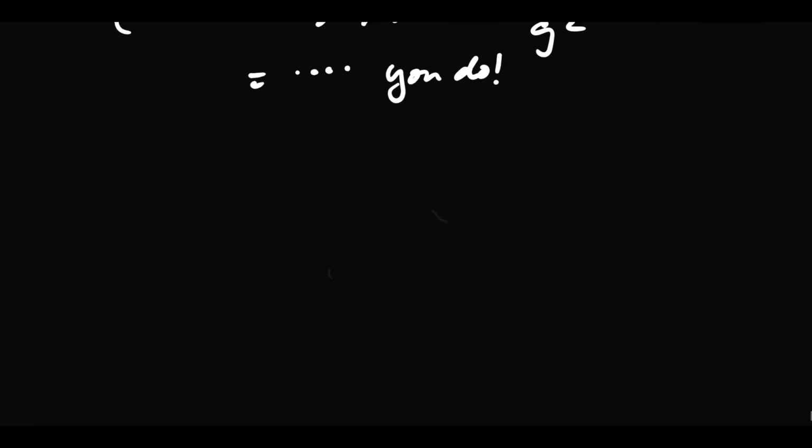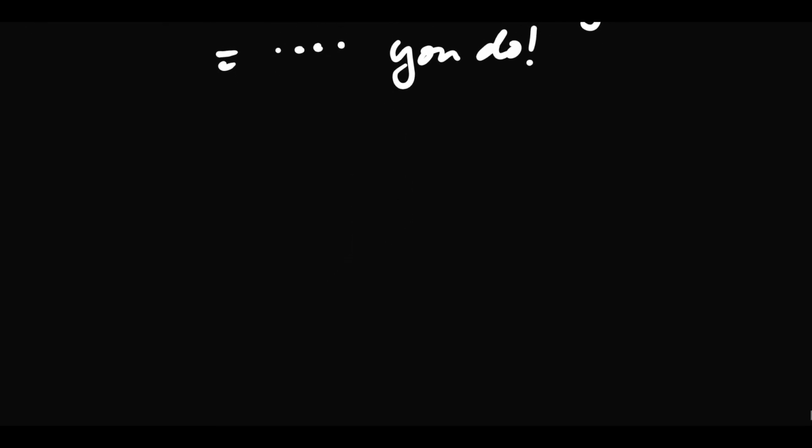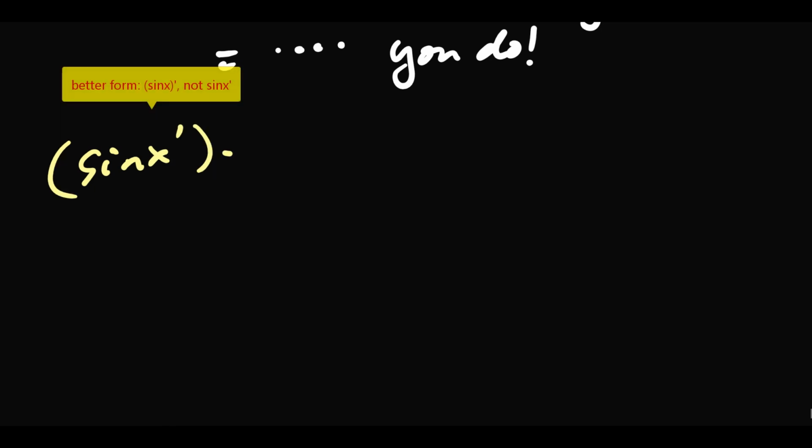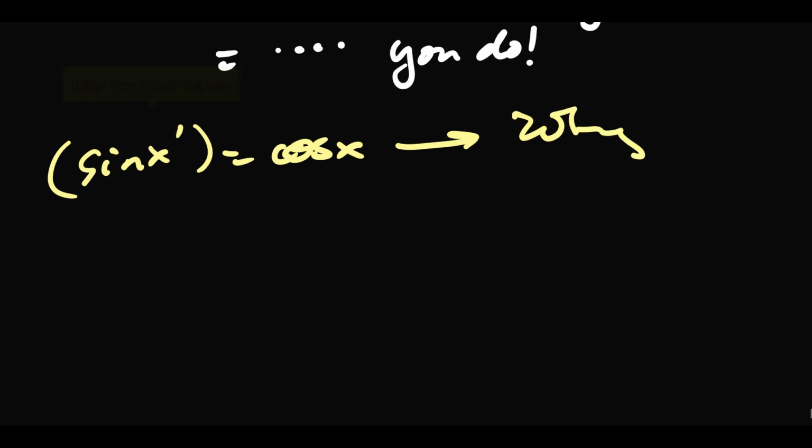Okay, so now let's talk about where the derivative of sine is cosine. Where does that come from? The derivative of sine x is cosine x. So, the derivative, remember, is the limit as h goes to 0.